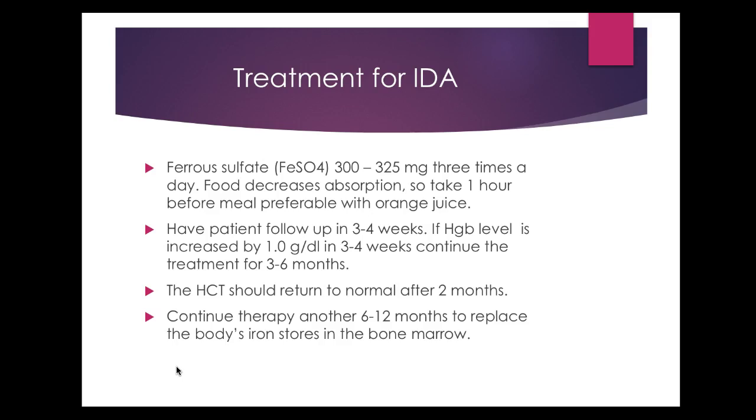And for women, in the meantime, I will put them on some iron, and I'll have them take 325 milligrams, 3 times a day. Food decreases absorption, so they should take it on an empty stomach. And vitamin C helps increase absorption, so orange juice is really good to take with that. You have them follow up in 3 to 4 weeks. The hemoglobin level increases by 1 in 3 to 4 weeks. The treatment, continue it for 3 to 6 months.